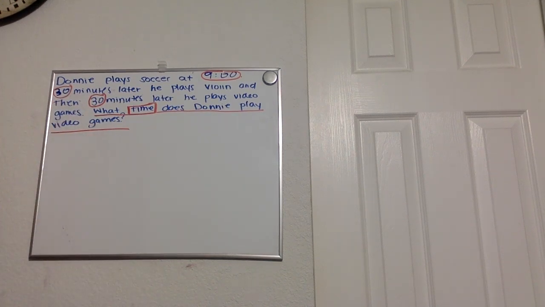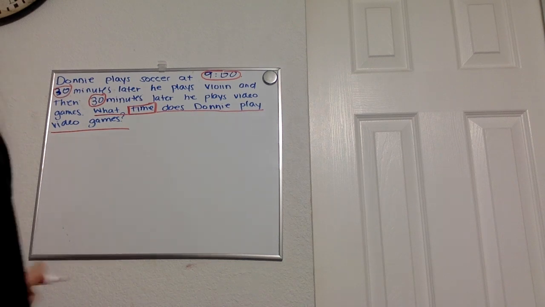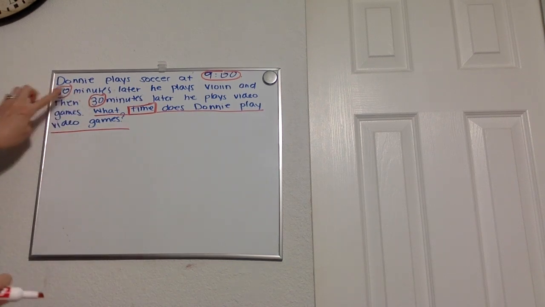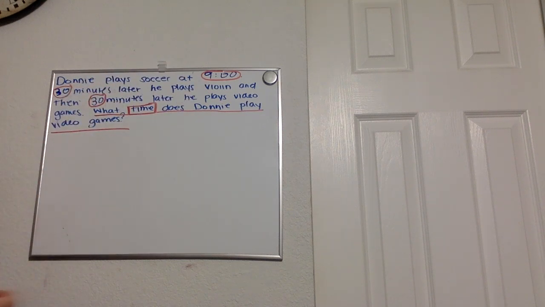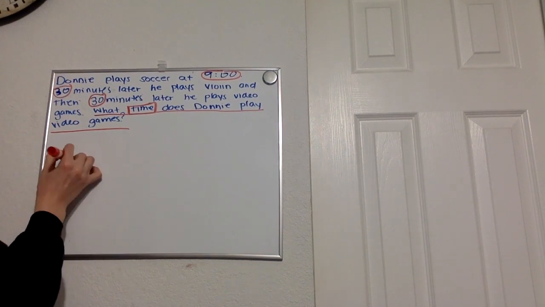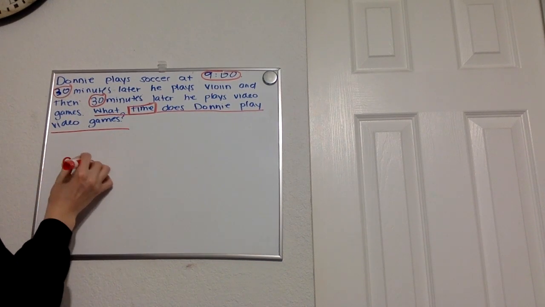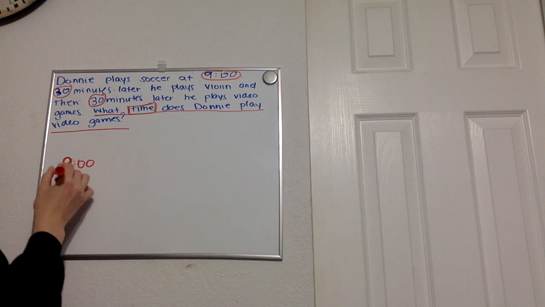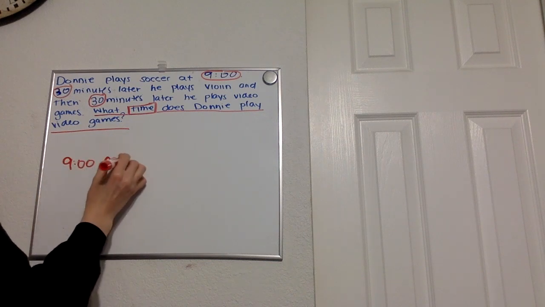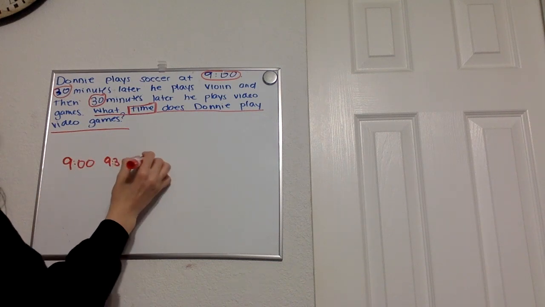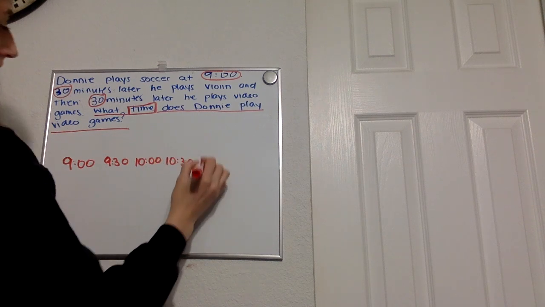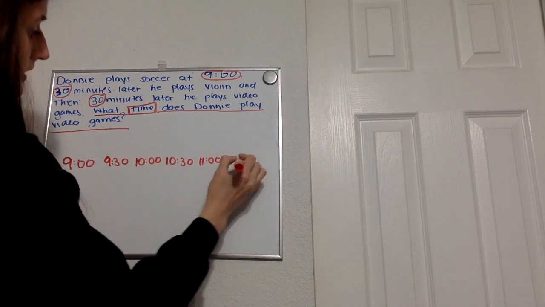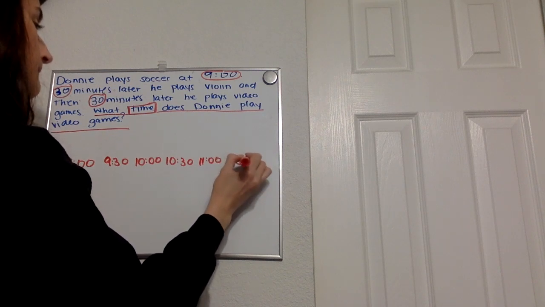So let's go back and make our number line. Now I see that I am going to be counting in 30s, and I'm starting at 9 o'clock. So I'm going to make my number line in increments of 30 minutes, and I'll show you like this. I'm going to start at 9 o'clock, and I'm going to go 30 minutes until I can't go anymore. So 9 o'clock, 9:30, then 10 o'clock, 10:30, then 11 o'clock, and 11:30.